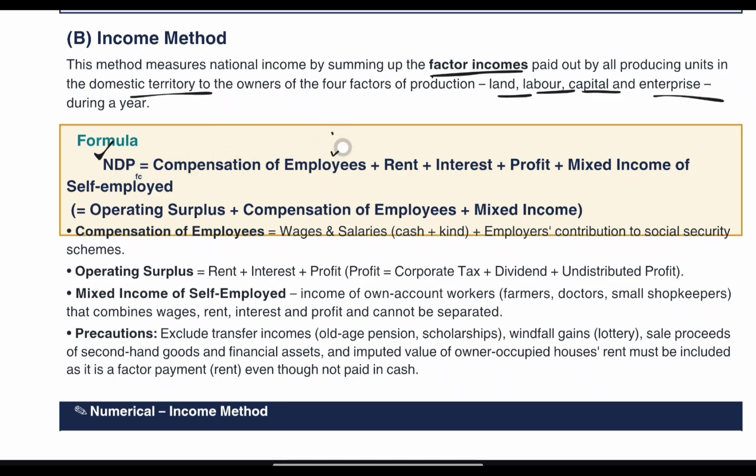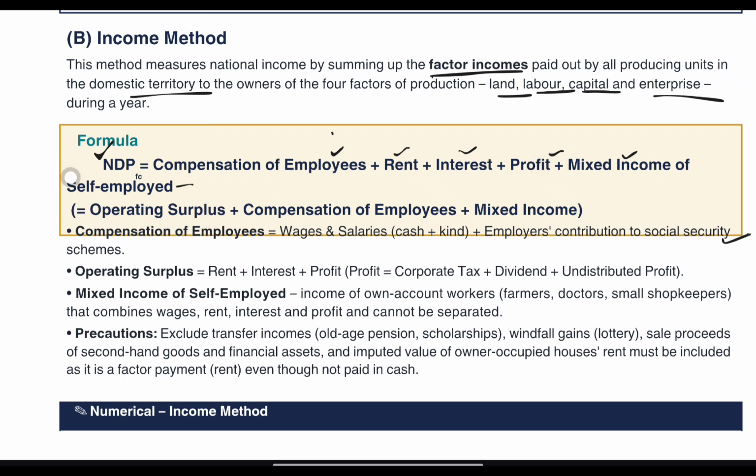COE or compensation of employees plus rent, interest, profit and mixed income of self-employed. So basically we have added all the factor incomes here, and compensation of employees can be obtained by wages and salaries plus employers' contribution to social security. Got it? So operating surplus, what is operating surplus here? Rent plus interest plus profit. Rent, interest, profit is equal to operating surplus.